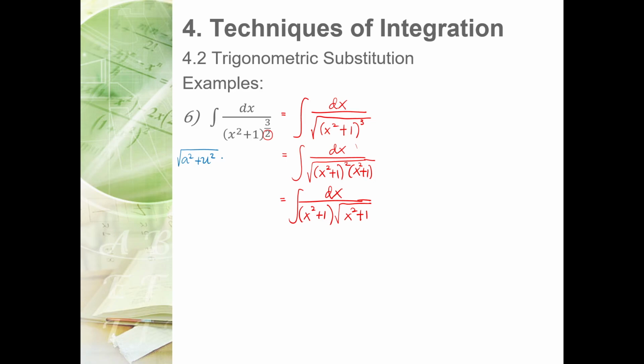So that's u is equal to a tangent theta. So a squared is equal to 1, a is 1, then u squared is equal to x squared, then u is equal to x. So by formula, we have x is equal to tangent theta, right?